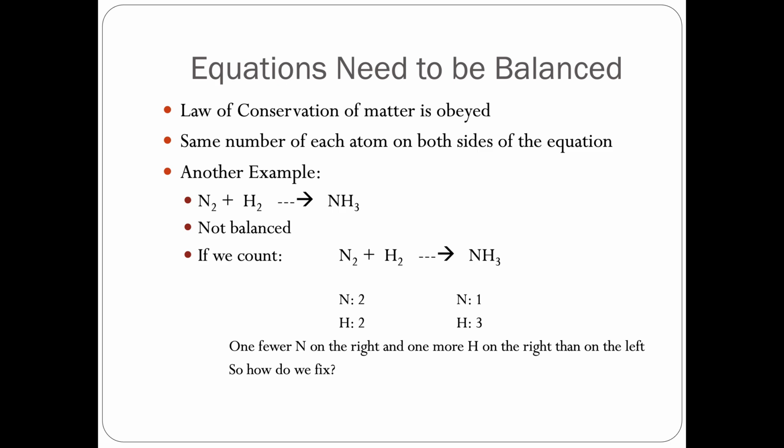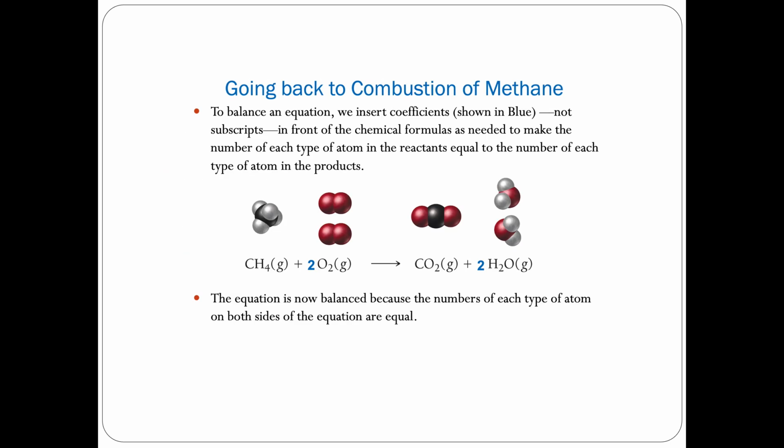So we'll go through this example. And the way to do it is just make a list. So this is not balanced. How do we know? Well, if you count, you'll see that there's 2 nitrogens on the left and 2 hydrogens on the left. But on the right, there's only 1 nitrogen and there's 3 hydrogens. So the way we fix this is, well, let's see what it says. Okay, so if we look back at the methane, we use coefficients to fix it. We can't change the subscripts, because if you change the subscripts, you change the substances. So here you can see that now there's the same amount.